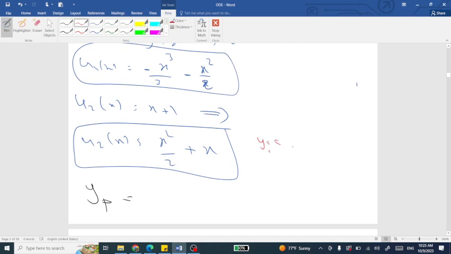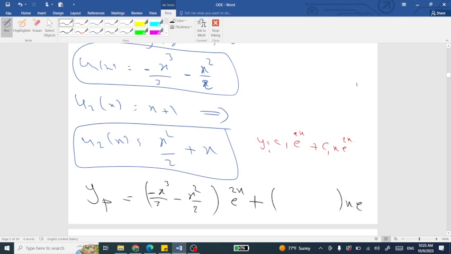And still, if you remember, YC is equal to what? C1 e to x plus C2 x e to power 2x. Do you remember that? Now I say YP equal to, and instead of C1, I'm going to use U1. So I say minus x cubed over 3 minus x squared plus 2 e to power 2x plus x e to power 2x. And instead of C2, I'm going to use U2. I say x squared over 2 plus x. Is that clear for you, dears?